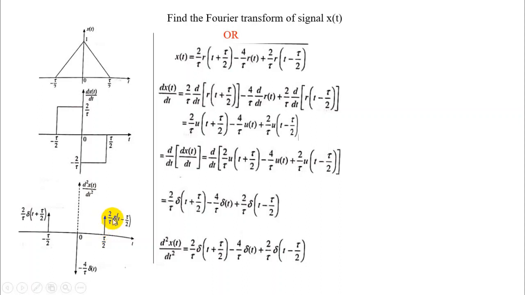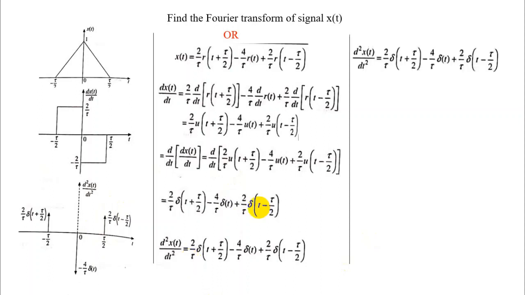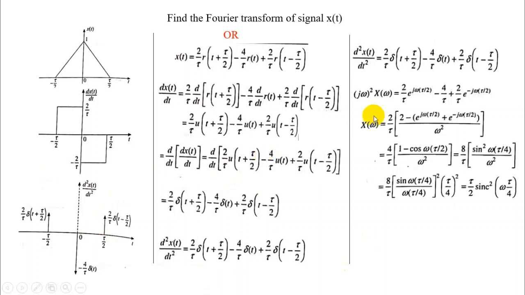So these are the two ways, and your ultimate goal is to determine the Fourier transform. This is the first stage: you need to determine the second derivative of the given signal, and then you need to transform it. This is the property of the Fourier transform.